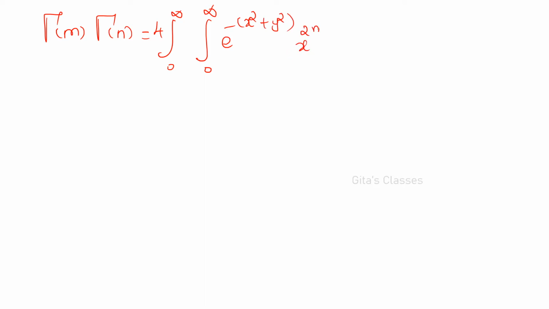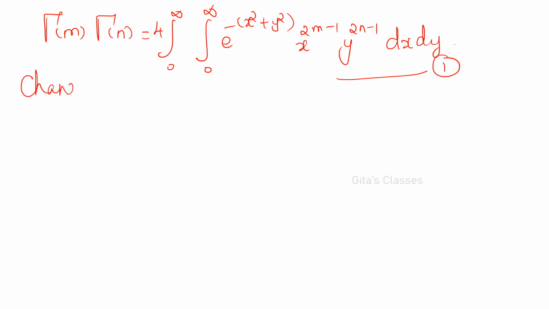So what do you have now? Gamma of m into gamma of n is equal to 4 into integral 0 to infinity, integral 0 to infinity, e power minus of x squared plus y squared into x power 2m minus 1 y power 2n minus 1 into dx dy. Let us take this as equation number 1. Okay. Now changing to polar coordinates.